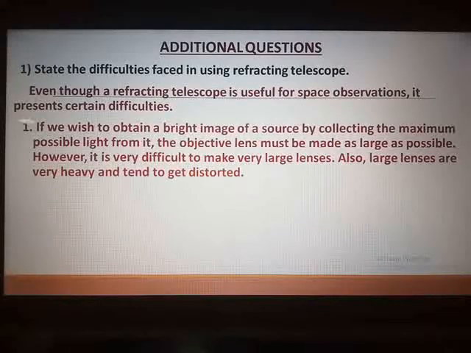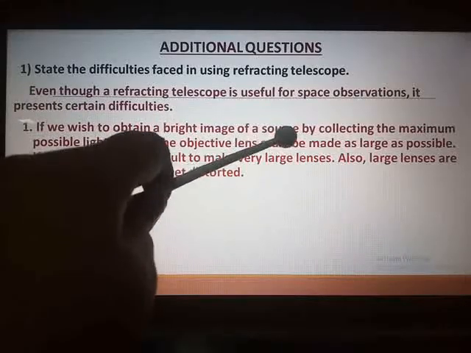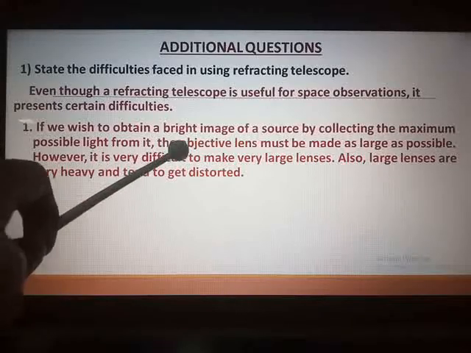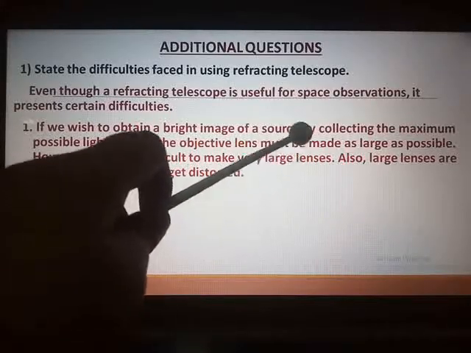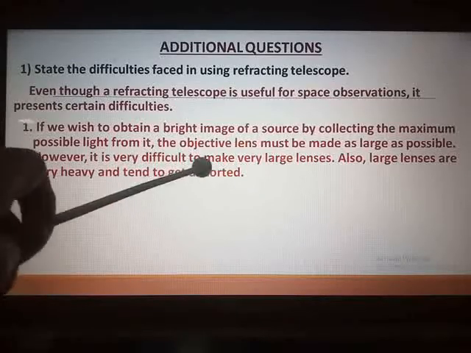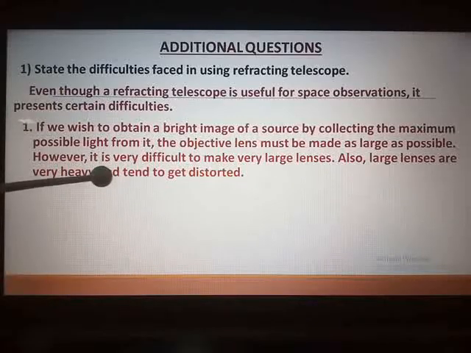Point number 1. If we wish to obtain a bright image of a source by collecting the maximum possible light from it, the objective lens must be made as large as possible. However, it is very difficult to make very large lenses. Also, large lenses are very heavy and tend to get distorted.